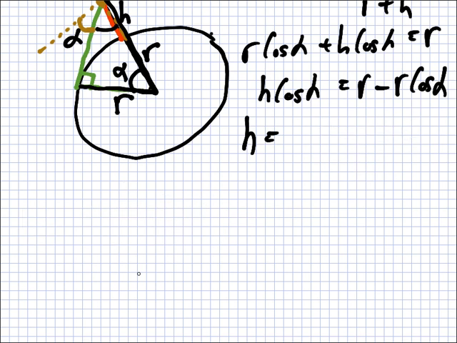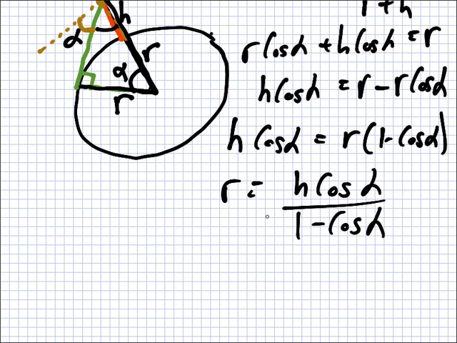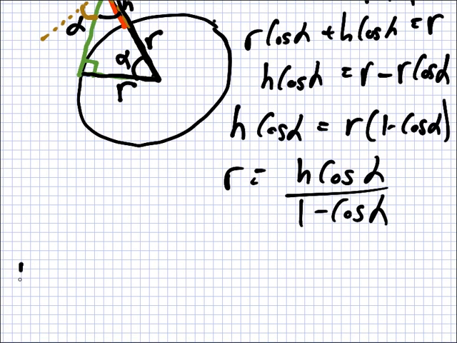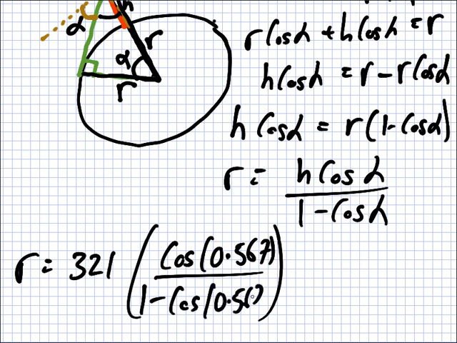Okay, so let's clean this up. h cos alpha equals or times 1 minus cos alpha. Oh, it's nearly the same thing, it's just the fraction's upside down. So or equals h cos alpha over 1 minus cos alpha. Or equals 321 cos 0.567 over 1 minus cos 0.567. Alright, now what do we get? We get a decent number now.